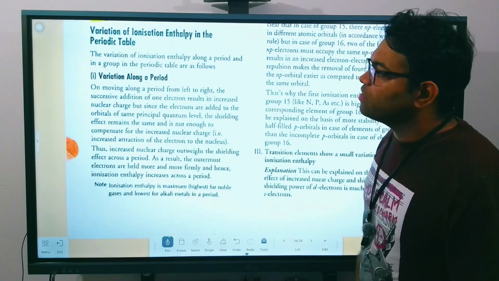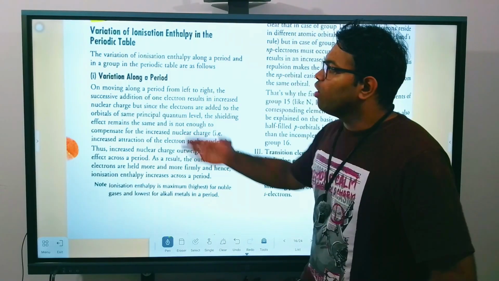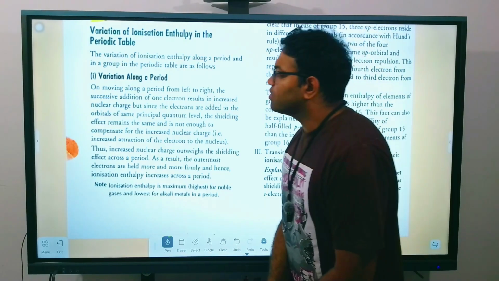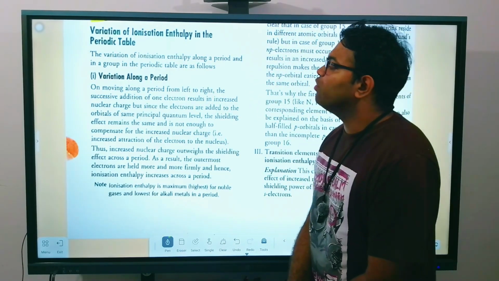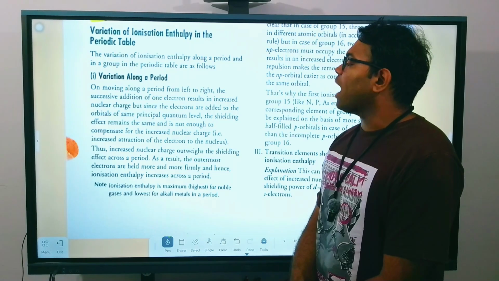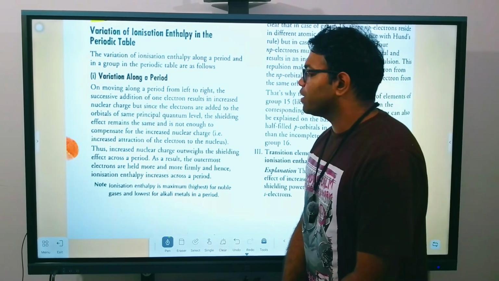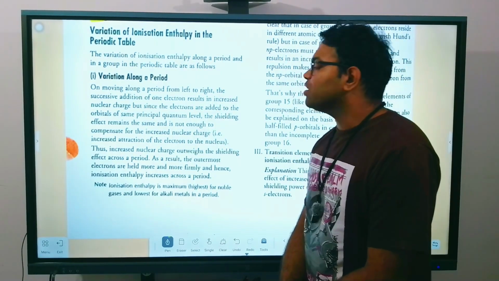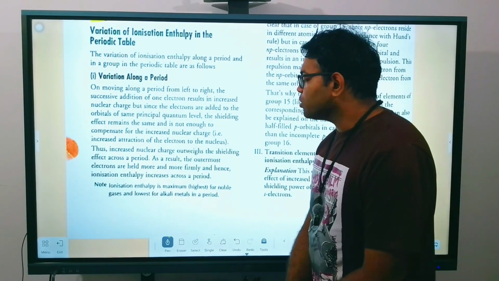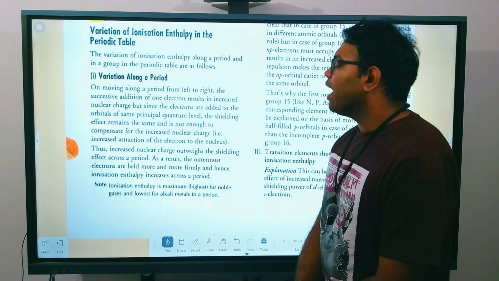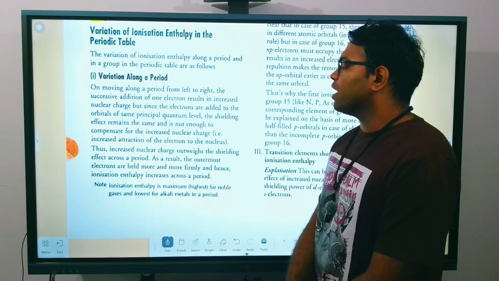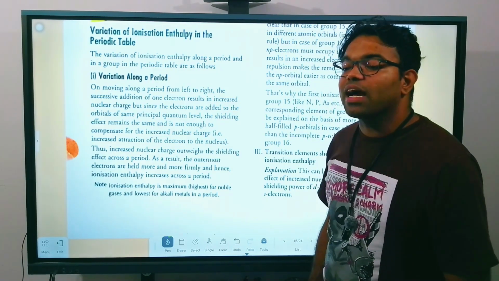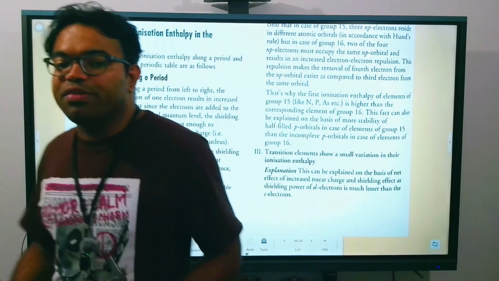Okay, variation of ionization enthalpy in the periodic table. So, variation along a period. Moving along a period from left to right, the successive addition of an electron results in an increase in the effective nuclear charge. But since the electrons are added to the orbitals of the same principal quantum number, the shielding effect remains the same, and it is not enough to compensate for the increased nuclear charge. Thus, the increased nuclear charge outweighs the shielding effect across a period. As a result, the outermost electrons are held more and more firmly, and hence the ionization enthalpy increases across a period. I have already explained this feature to you.